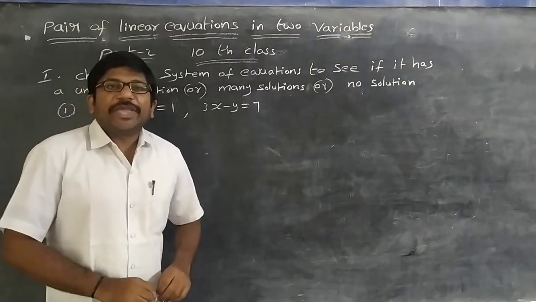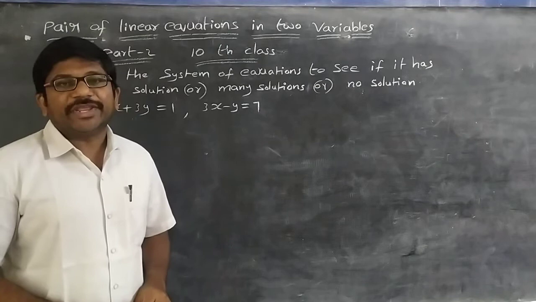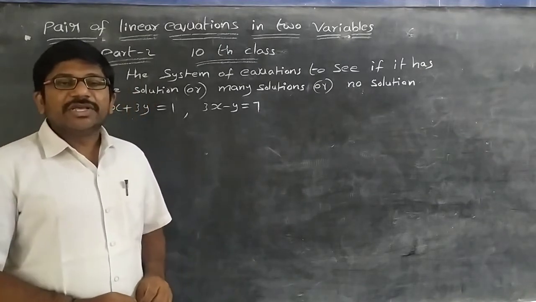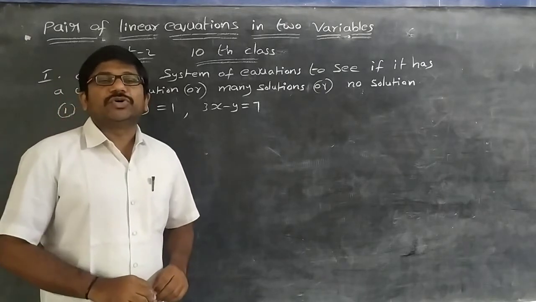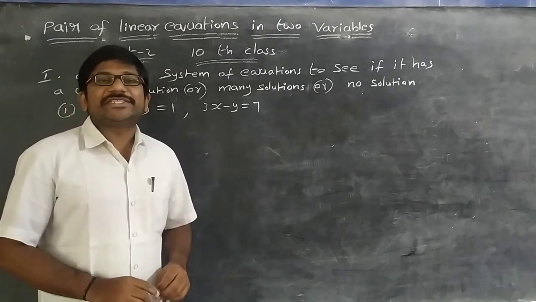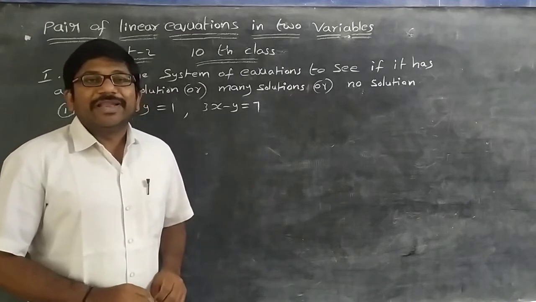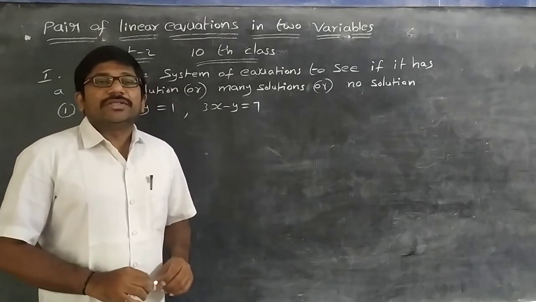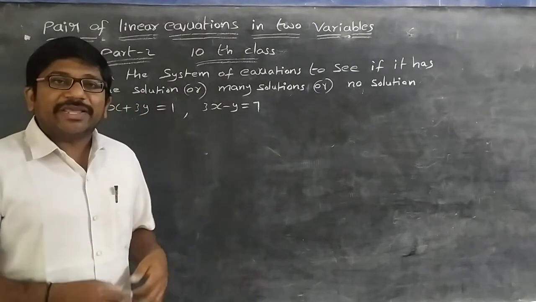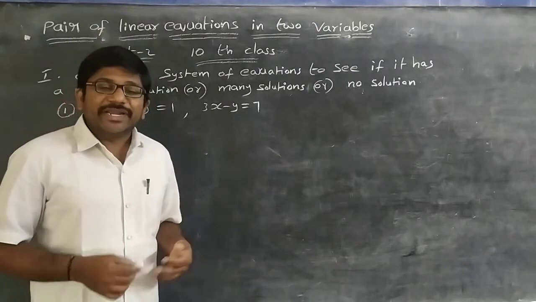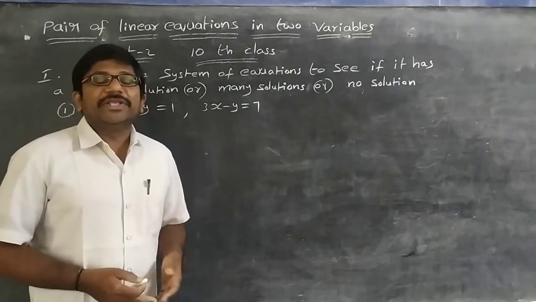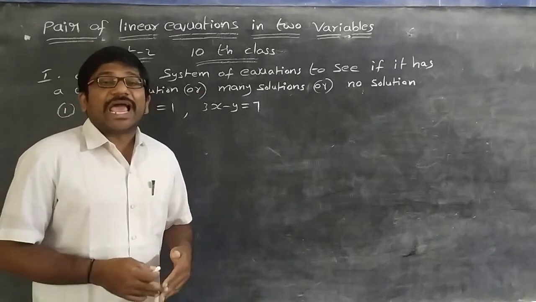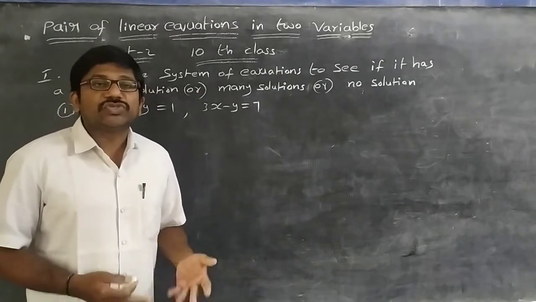Today's topic: pair of linear equations in two variables for 10th class students, part 2. In part 1 we discussed consistent, inconsistent, and dependent pairs of linear equations. But in this part we discuss how to check whether the given pair is consistent, inconsistent, or dependent. That means whether the pair has a unique solution, many solutions, or no solutions.